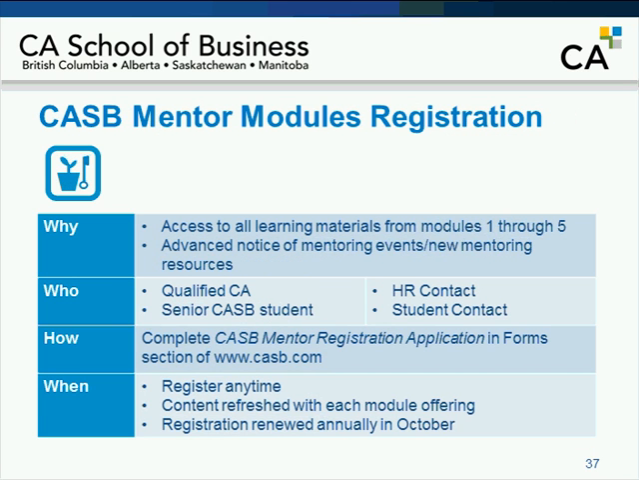Even though we didn't specifically discuss those CASB mentor modules in today's session, I also wanted to highlight how you can register for that. Again, they contain all the learning materials from modules 1 to 5, and you do have to register to obtain access. It's qualified CAs or CASB students who are more senior to the students that they're mentoring can register. Similarly, we also allow HR and student contacts at CA training offices to register, even if they're not CAs. And we have a registration form on the forms section of the CASB website for the CASB mentor registration.